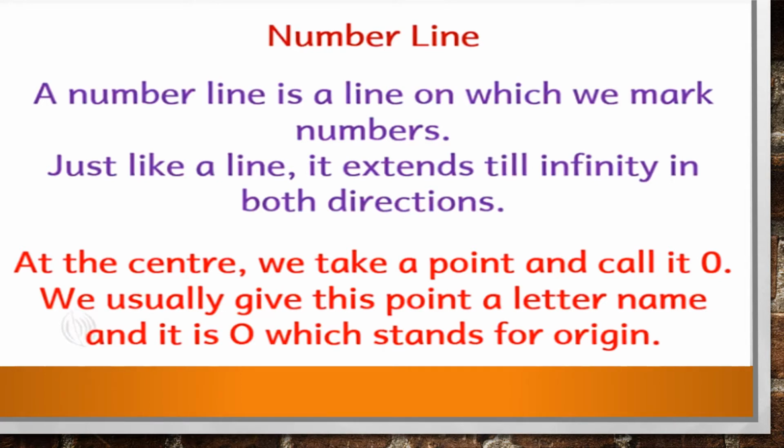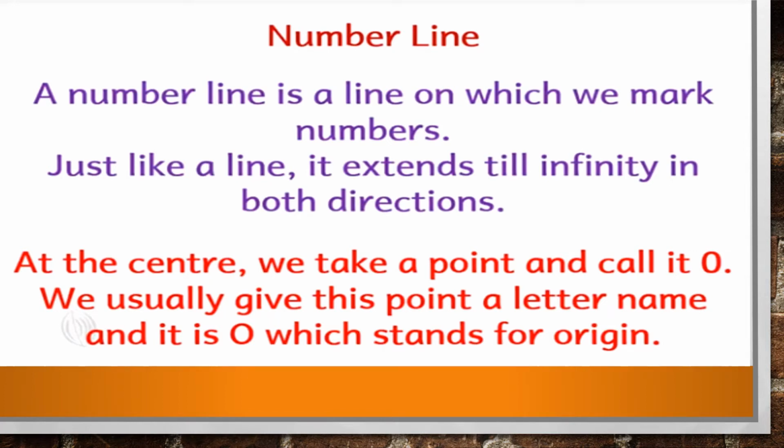एक line है जिस पे हम लोग numbers mark कर सकते हैं, उसे दोनों sides से हम लोग extend कर सकते हैं और numbers लिख सकते हैं. At the center, we take a point and call it 0. We usually give this point a letter name, and it is O, which stands for origin. Okay, so whenever you draw a number line, you always have a center of that number line. एक center होता है जहाँ पर हम लोग O लिखते हैं या 0 लिखते हैं.